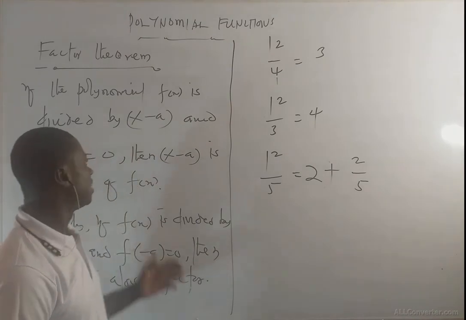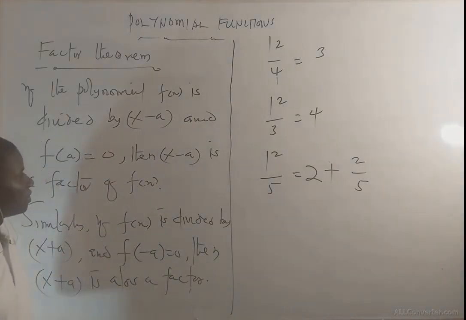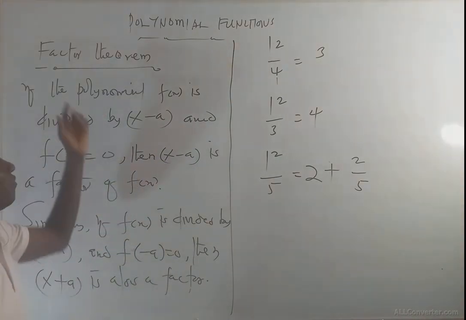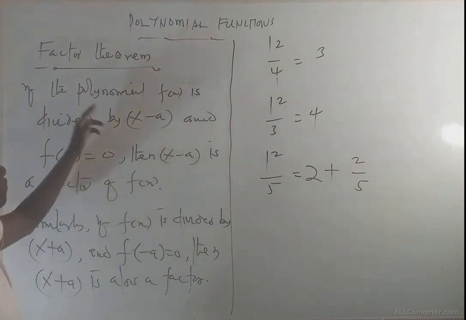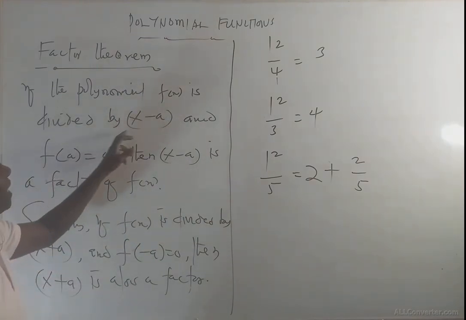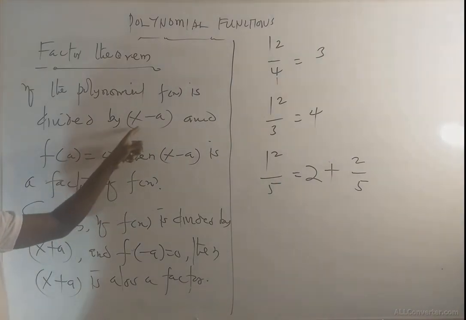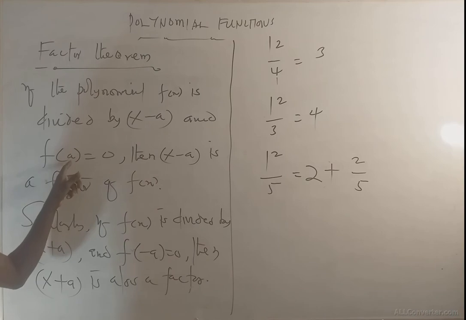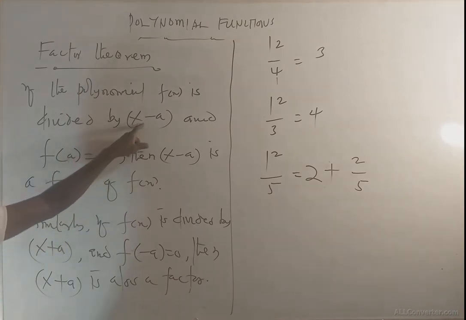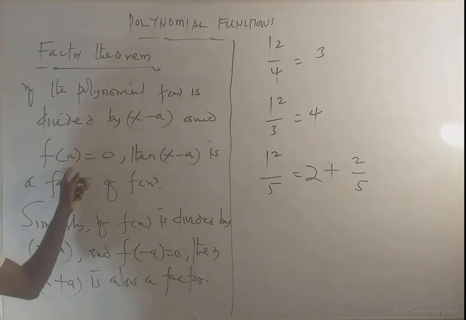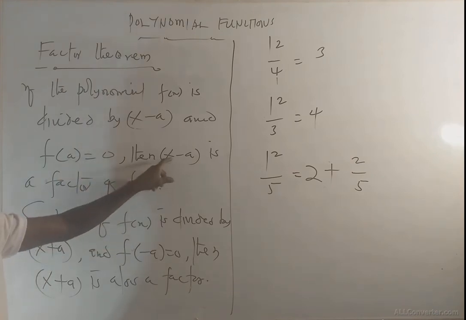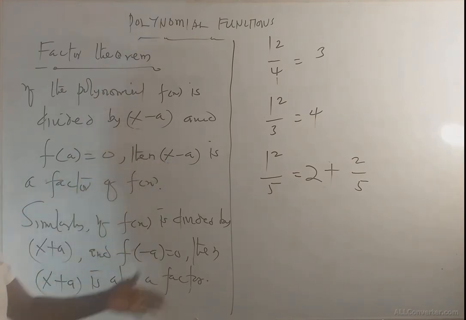But now we are going to solve some questions so that you understand what we mean by a factor theorem in general. So if the polynomial f of x is divided by x minus a, and f of a equals 0, take note, when it's divided by x minus a, f of a equals 0. This f of a is the remainder. If you remember, we said that when you equate the divisor to 0, you make x the subject. Whatever you get, when you take it back into the function, is your remainder. So if your remainder is 0, then it means that that divisor is a factor. That's what we are talking about.